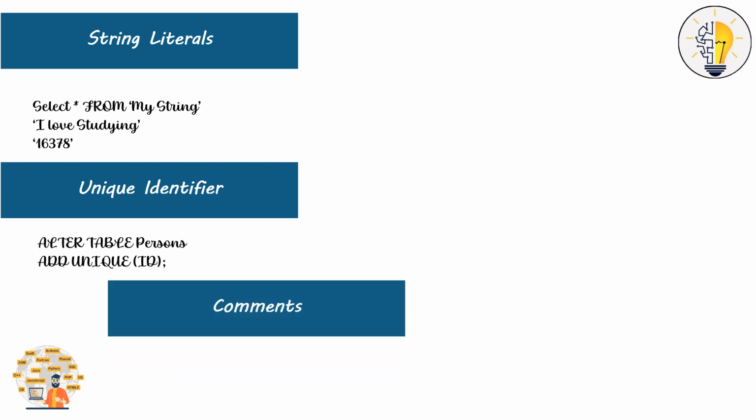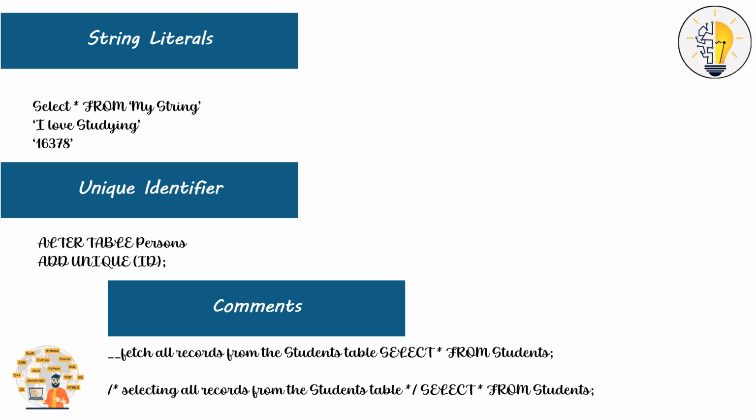Next is comments. Comments can be single line and multi-line. A single-line comment starts with two dashes, and here it means fetch all records from students. So from the student table you are fetching all the related records. For multi-line comments, you start with slash star and end with star slash. It means a multi-line comment. Select from students will generally select all the records from students. Querying will not differ between the two, but the comments will differ.